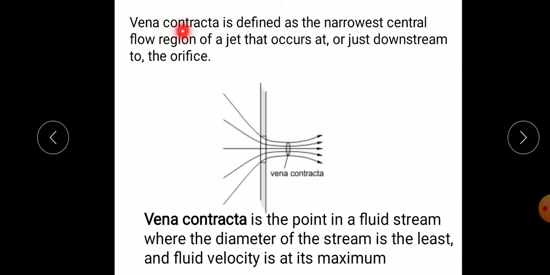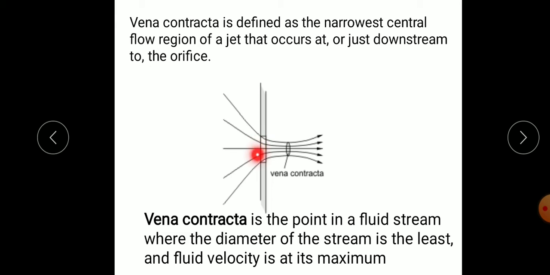One concept is the vena contracta. Along the flow, because of the small hole in the orifice plate, the flow area will be reduced and then the flow area goes on increasing. At one point the flow area becomes minimum. That point is called the vena contracta. Here flow area is minimum. The vena contracta occurs just ahead of this orifice plate, not exactly at the orifice.